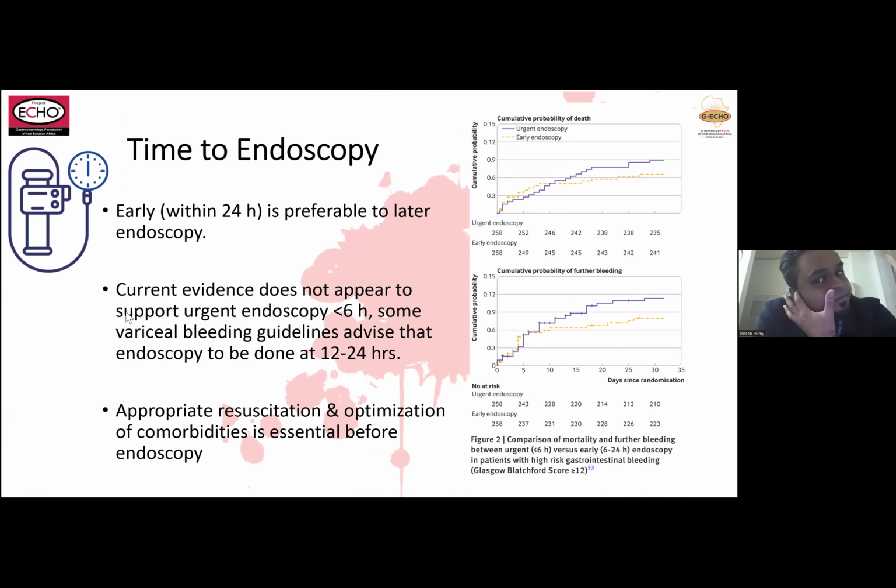So coming back to time to endoscopy. Early means within 24 hours, and this is preferable to later endoscopy. If you look at the current guidelines, the evidence does not appear to support urgent endoscopy in less than 6 hours. Even the variceal guidelines recommend 12 to 24 hours. Appropriate resuscitation and optimization during that first 6 hours is more important.